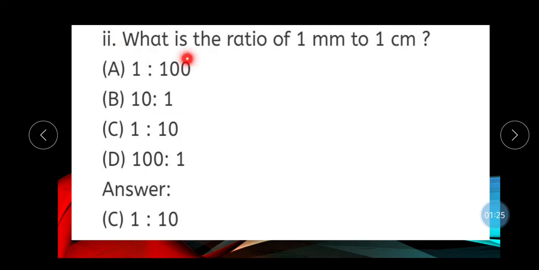Second one, what is the ratio of 1 millimeter to 1 centimeter? Here we need to convert the units into the same units. We need to make them the same. This is in millimeter, this is in centimeter. The options are these. The correct option is option C, that is 1 is to 10.